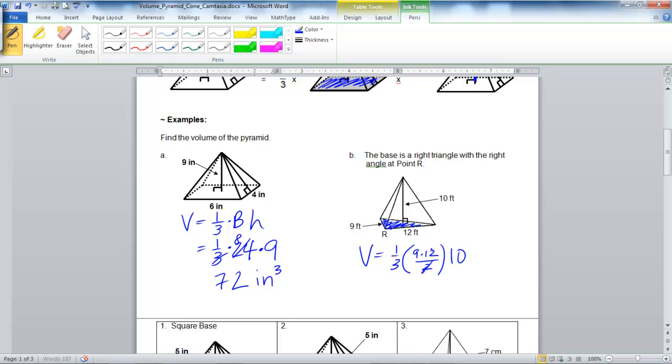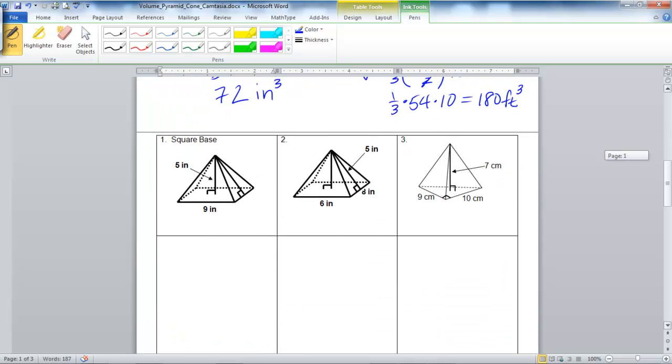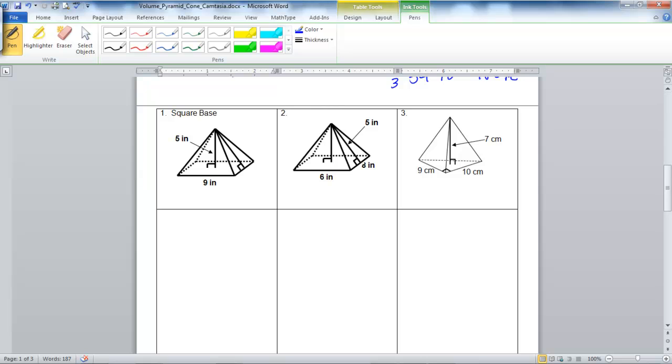Now I can do this. 2 goes into 12 6 times. 9 times 6 is 54. So we've got 1/3 times 54 times 10. And 54 divided by 3 is 18, and 18 times 10 is 180, and then this is feet cubed. So those are a couple you can try right there.